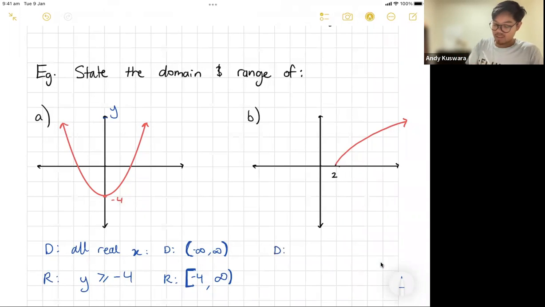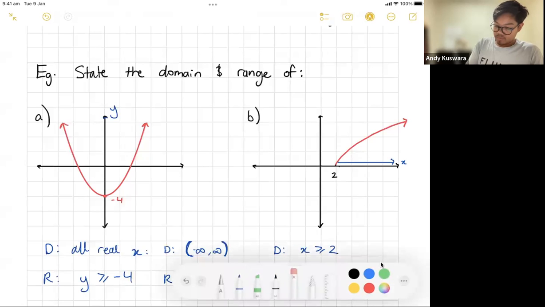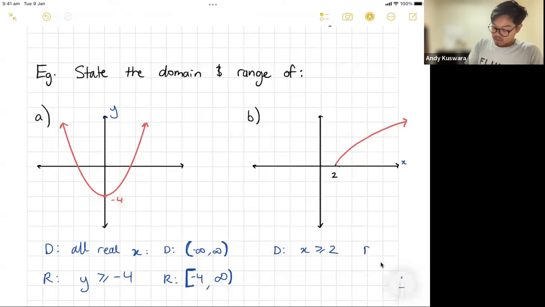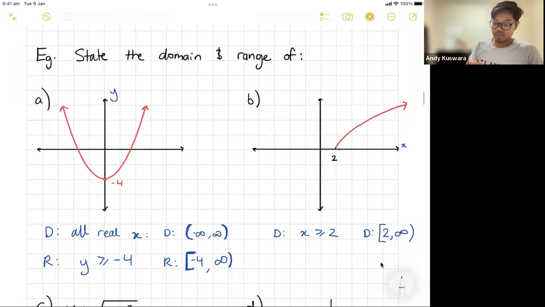For the domain here, we can see that this graph only really exists for values of x where it's greater than 2. So in this case, it's going to be nice and easy. X is greater than or equal to 2. And how do we write that in our interval notation? Well, that means 2 is our smallest number and infinity is our largest number. Can't equal infinity, can equal 2. That would be our answer.